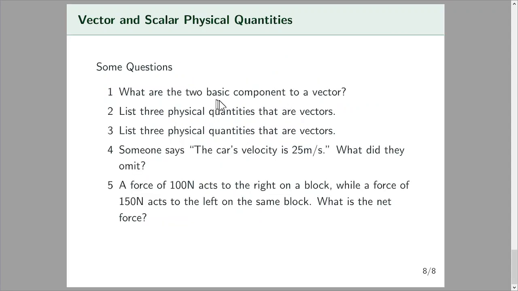And so here are some questions. What are the two basic components of a vector? We talked about that. List three physical quantities that are vectors. This one should say list three physical quantities that are scalars. Someone says that a car's velocity is 25 meters per second. What did they omit there? And finally, a force of 100 newtons acts to the right on a block, while a force of 150 newtons acts to the left on the same block. What's the net force acting on the block? What's the net effect of 100 newton force to the right and 150 newton force to the left?